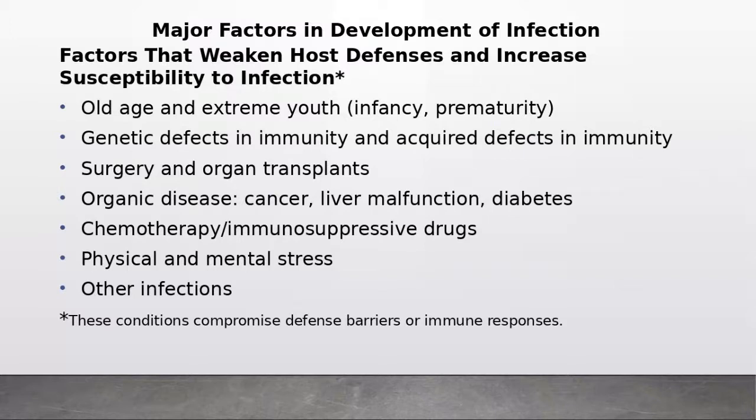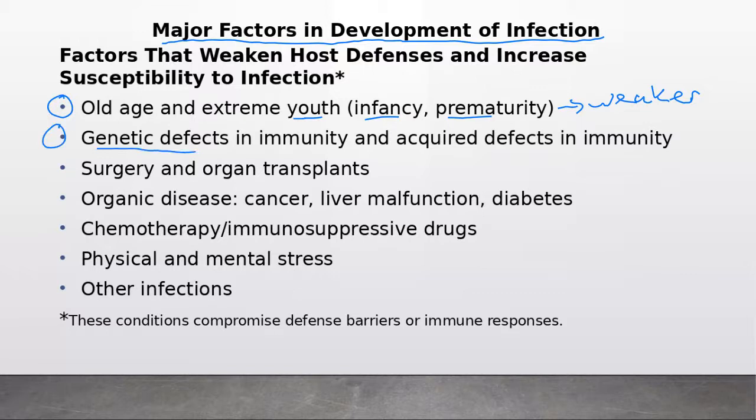This is some major factors in the development of infection. Okay, first, the age. So the extremely young, like a baby, for example, or premature, most of them have less immune system. I mean, their immune system for the baby usually is not developed yet. For the old people, their immune system becomes weaker. So this is weaker immune system. Therefore, they usually have a higher risk of getting infection.